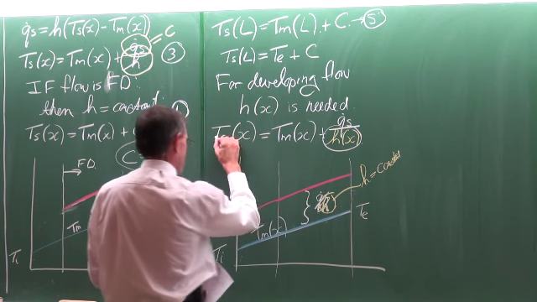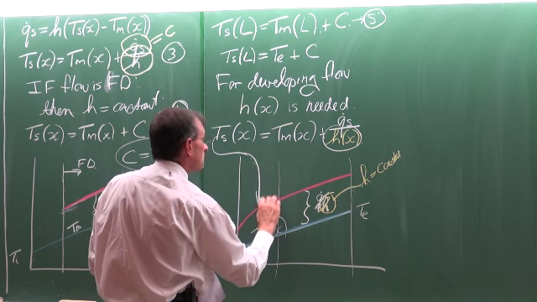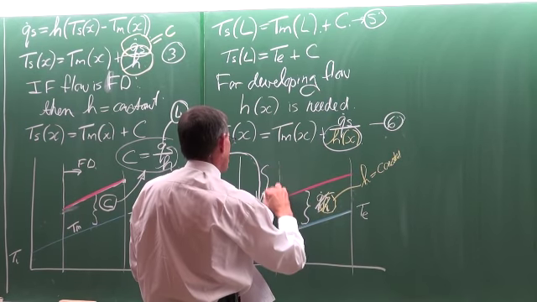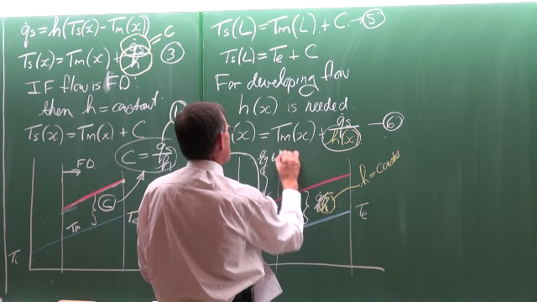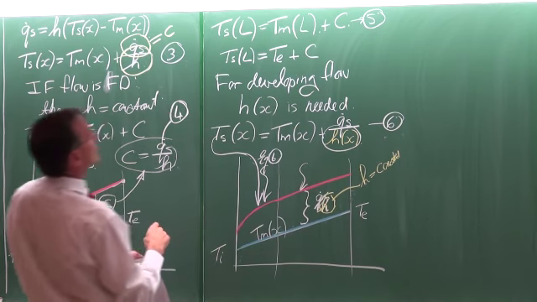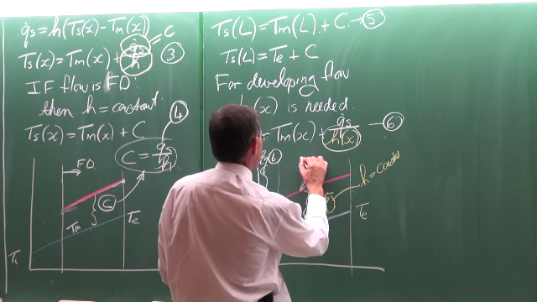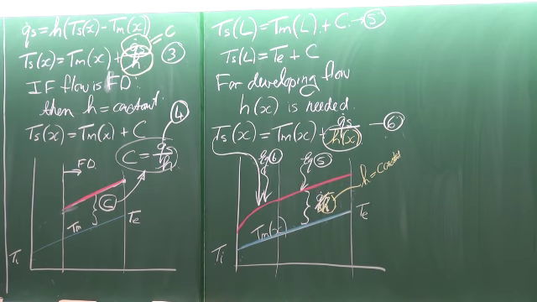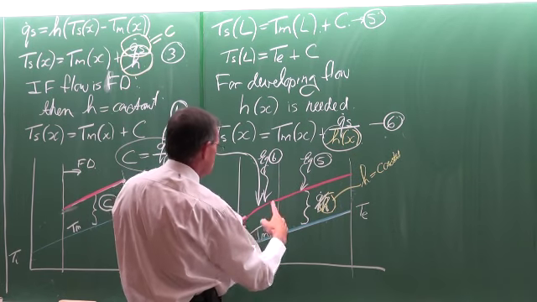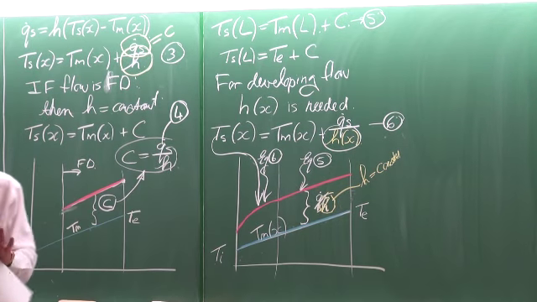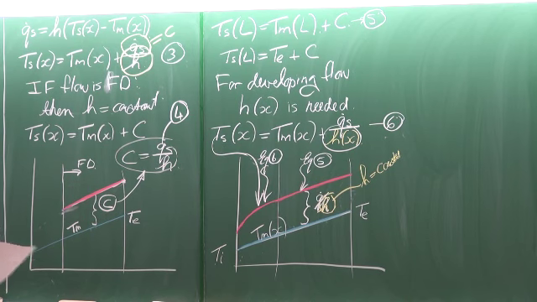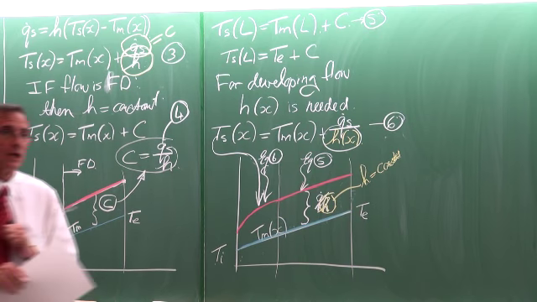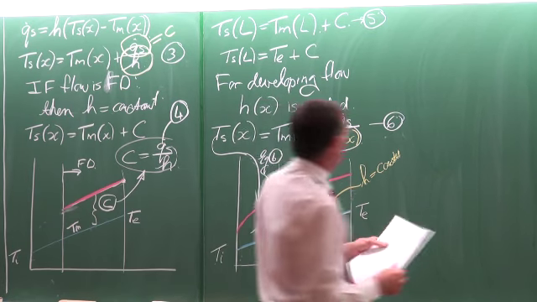You need this equation. Let's call it equation 6. For that part, we need equation 6. For that one, we are going to use equation 5. In equation 6, we need to know how the heat transfer coefficient behaves as it is developing. Then we can get the surface temperature. Okay? Are you happy with the theory?